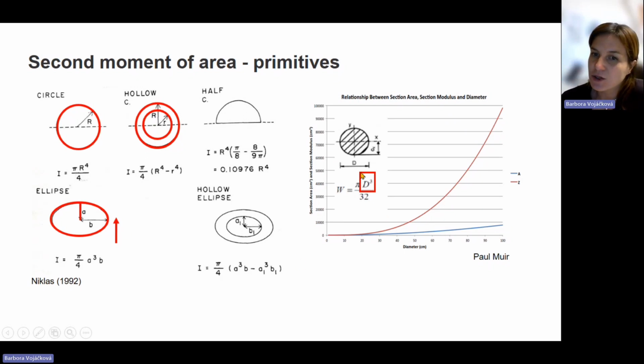We often use it as an example of how important geometry is, like the diameter, because you can see here on the graph from Paul that with increasing diameter, the section modulus is growing exponentially. So a small increase in the diameter causes big changes in the stress, because it causes big changes in the section modulus.